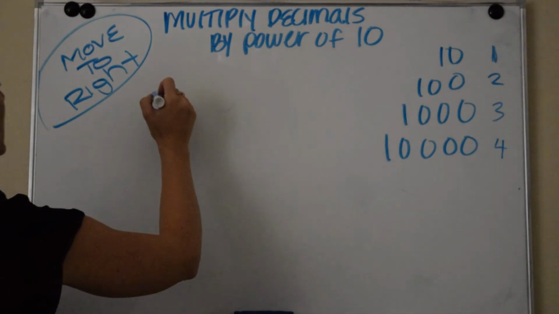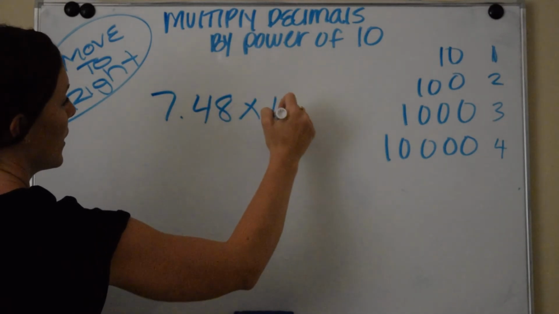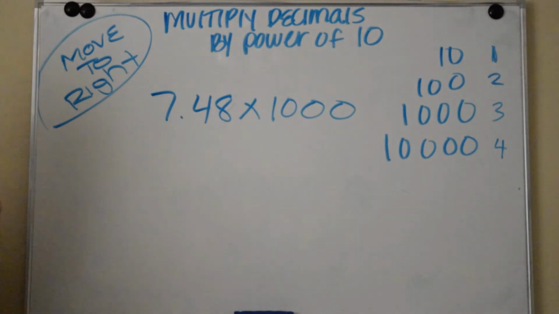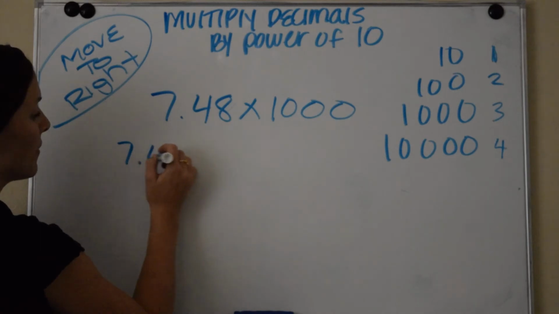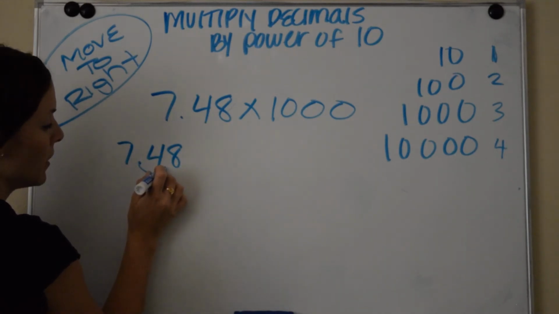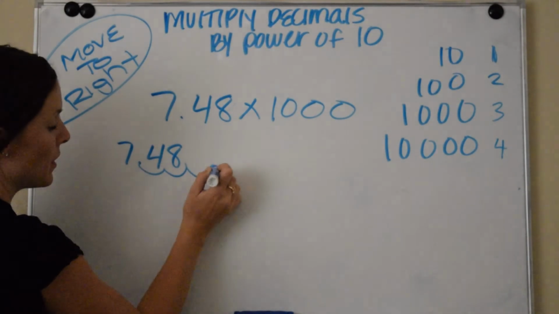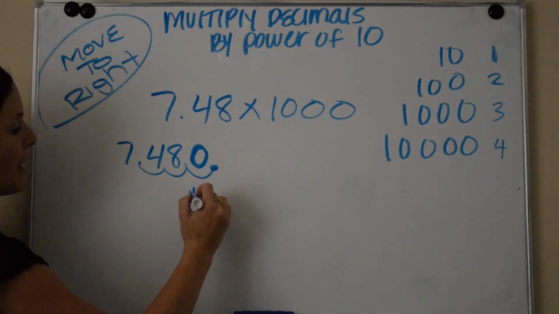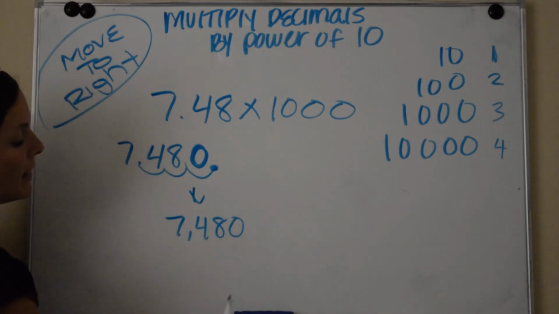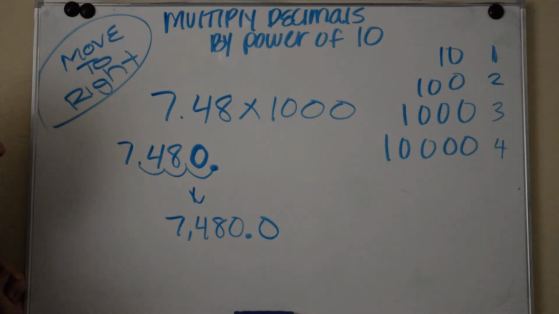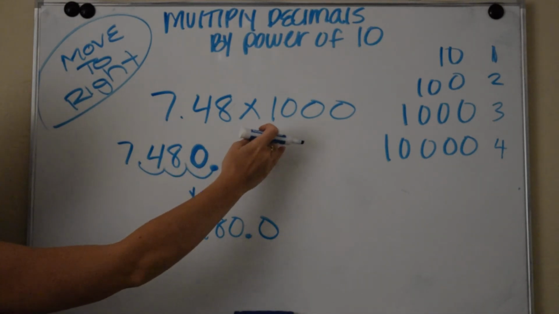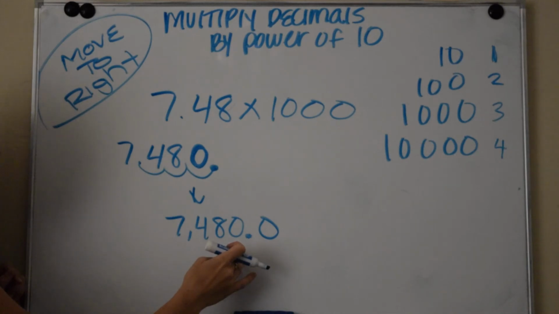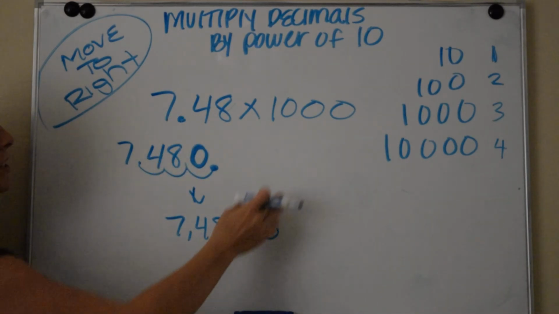What if I had 7 and 48 hundredths times 1,000? Okay, I have 3 zeros I'm working with, so I need to move my decimal 3 times. So in 7 and 48 hundredths, 1, 2, 3, and then rewrite your decimal, put in the blank spots, place a 0 there, and now my answer is 7,480, or you could put a decimal at the end and another 0. But our answer to this product, this multiplication problem, the product is 7,480. I didn't have to stack it. We're just counting our zeros.